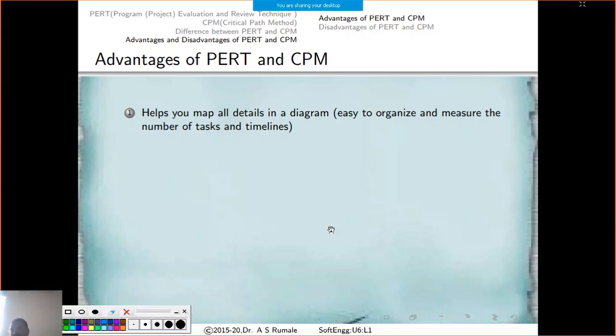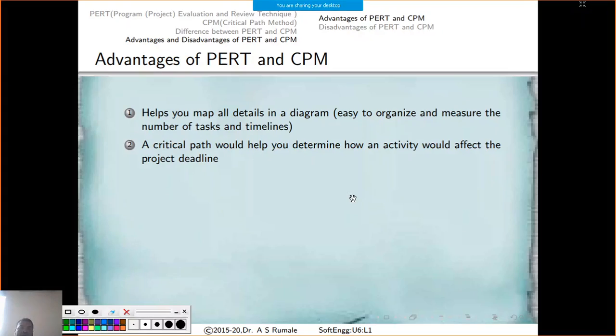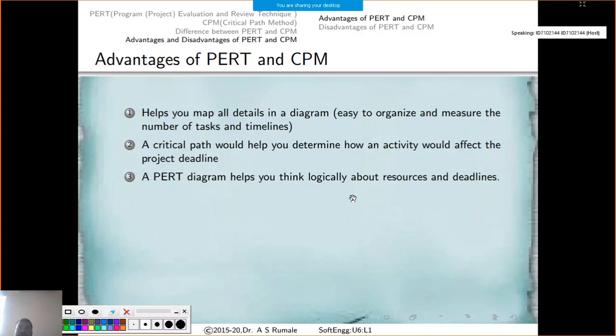So what are the advantages of PERT and CPM? First, they help you map all the details in a diagram using graphs, so it is easy to organize. Second, the critical path will help you determine how an activity will affect the project deadline. Third, a PERT diagram helps you think logically about the resources and the deadlines.